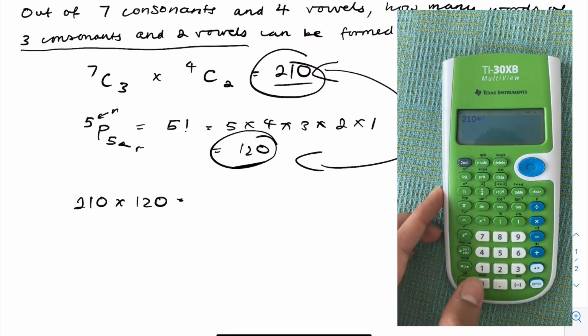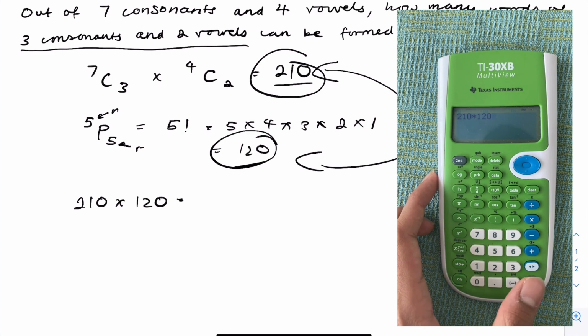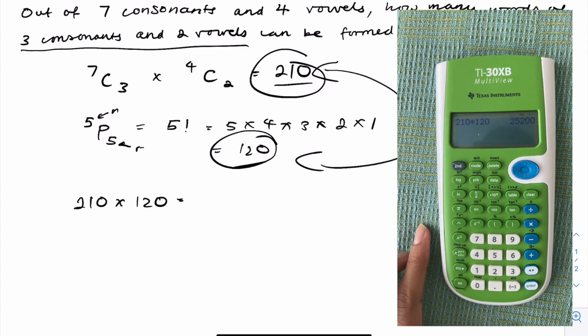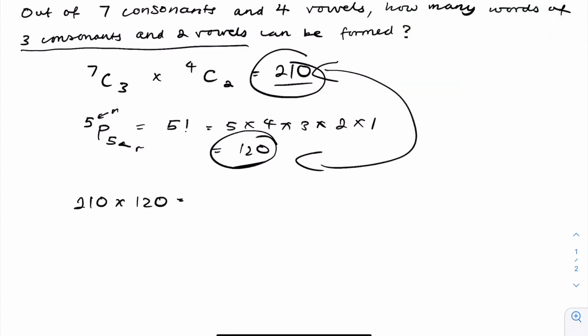210 times 120 gives us 25,200. So our total number of values is 25,200. There are 25,200 different ways you can take 7 consonants and 4 vowels and make unique words.